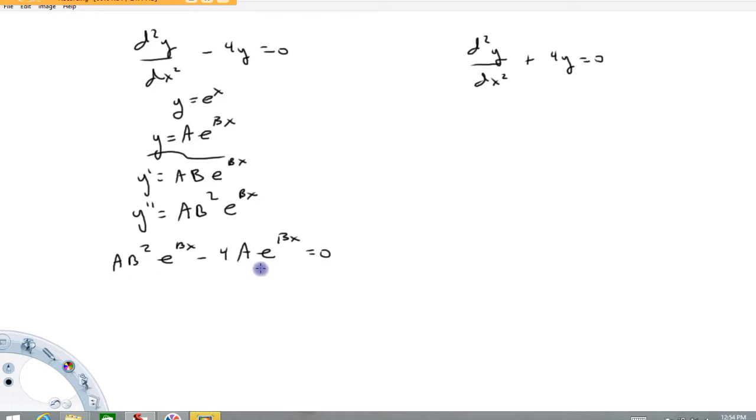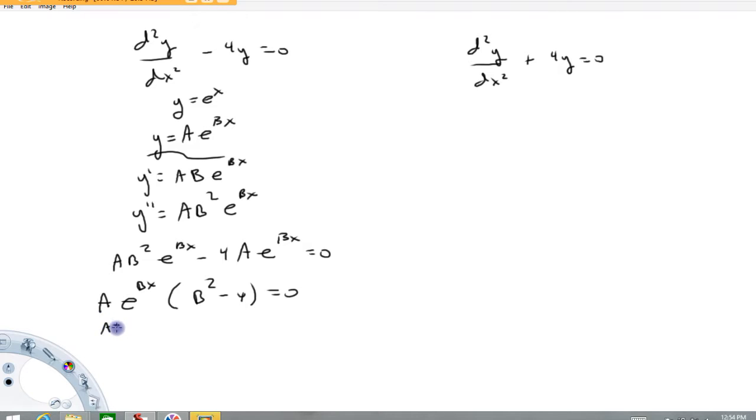Now, this equation here can be factored. We can factor an a out of it. We can also factor an e to the bx out. And then we're left with b squared minus 4 equals 0. Now, by the fundamental theorem of algebra, I've got 3 things. The product of 3 things equals 0. One possibility is the first one equals 0.